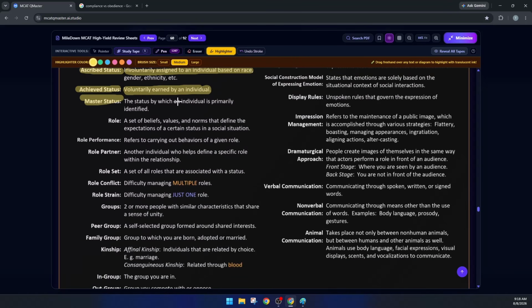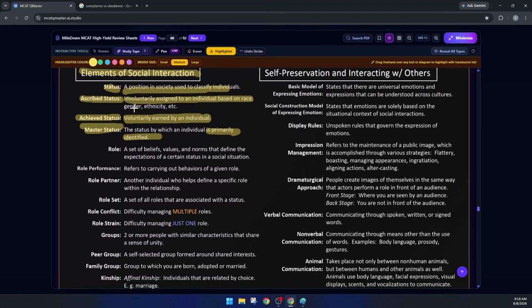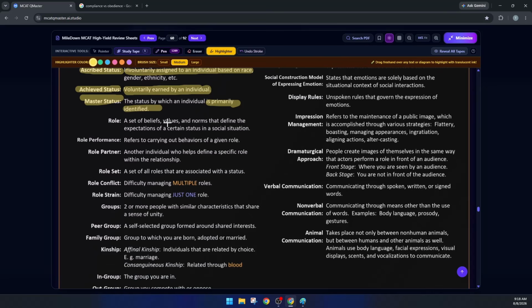Master status is the status by which an individual is primarily identified. So if I primarily identify myself as a stay-at-home mom, then my master status is mother, right? That's the status by which I am primarily identified. Everyone calls me mom, mom, mom. Role is a set of beliefs, values, and norms that define the expectations of a certain status in a situation. So role is literally like the role that you take on. I recommend getting examples of that too.